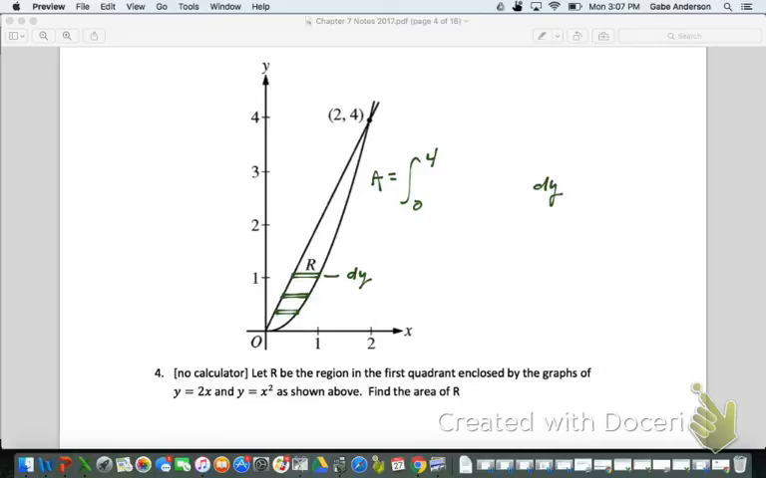The right one was the parabola, right? I would be making a mistake if I did this, though, because everything has to be in terms of y because it's a dy rectangle. So what I have to do then is solve for x. So with this one here, it would be root y equals x. And with this one here, it would be y over 2 equals x. It's still going to be parabola minus line, because we're going to do right minus left, but it would be root y minus y over 2.